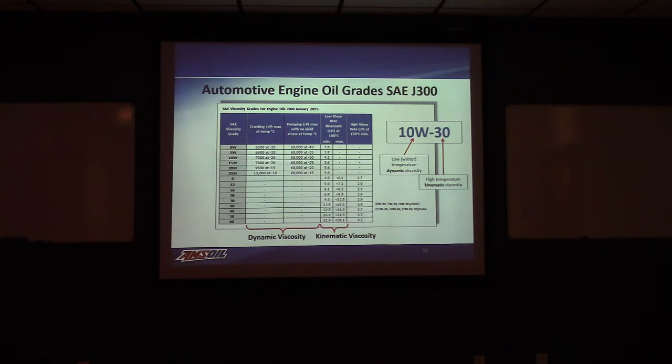The number on the left, the 10W in this case, is going to give you information as to what they refer to as dynamic viscosity, or things like pumpability, flowability, that type of thing. Is it going to have issues functioning at cold temperatures? Is it going to provide better fuel economy with the lower number? That type of thing.